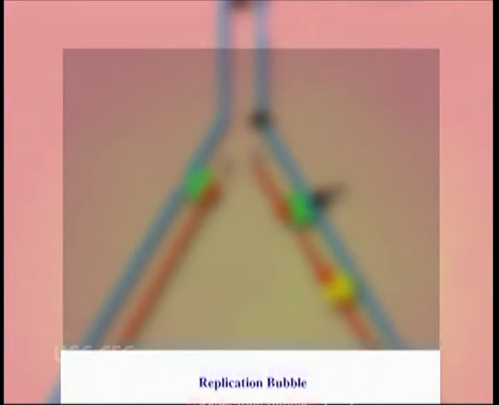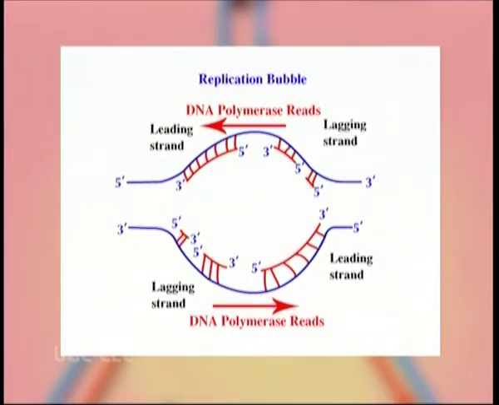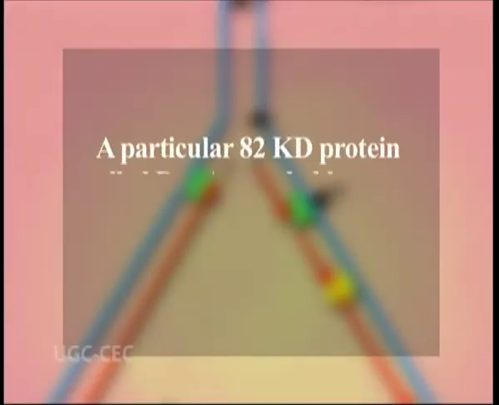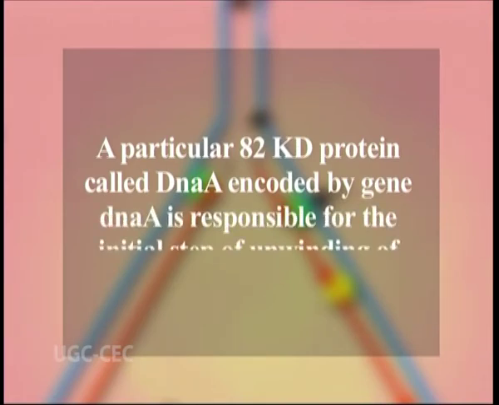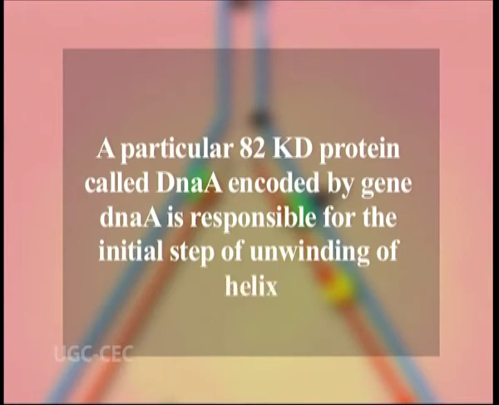A unique sequence at which replication is initiated with the formation of a localized region of strand separation called the replication bubble. The formation of this replication bubble is due to the interaction of pre-priming proteins with oriC. A particular 82 kD protein called DnaA, encoded by the gene dnaA, is responsible for the initial step of unwinding of the helix.